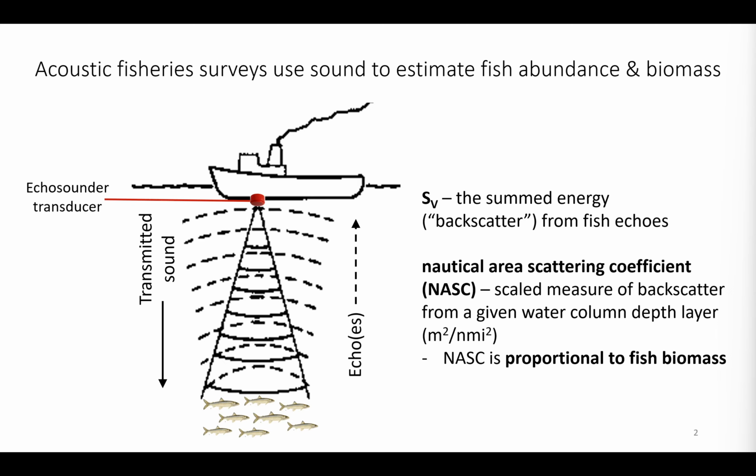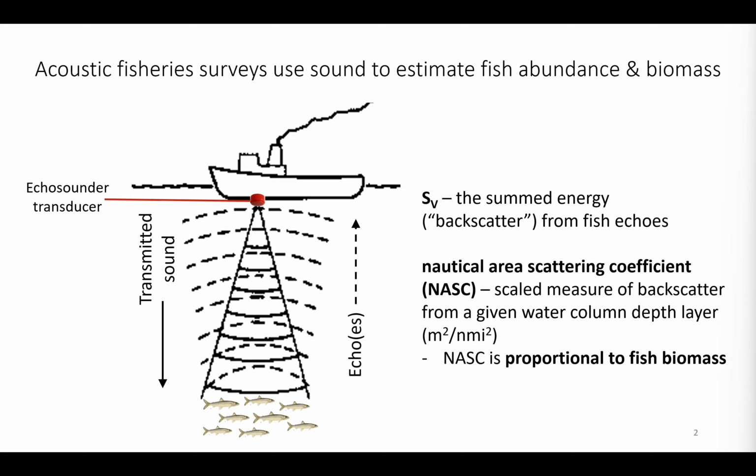It's energy, and we'll define a few terms I'll use through this presentation. Sv is volumetric backscatter, the little color blobs you often see in echograms. It's a logarithmic measure. I'll often mention NASC, which is just a scaled linear measure of that backscatter energy. The most important thing to understand is that NASC is proportional to biomass, so we often use it as a proxy for biomass.